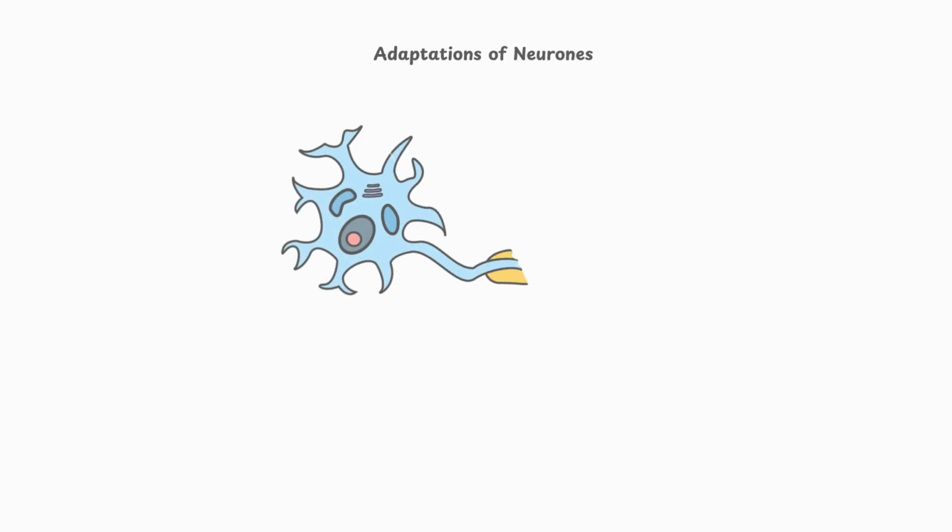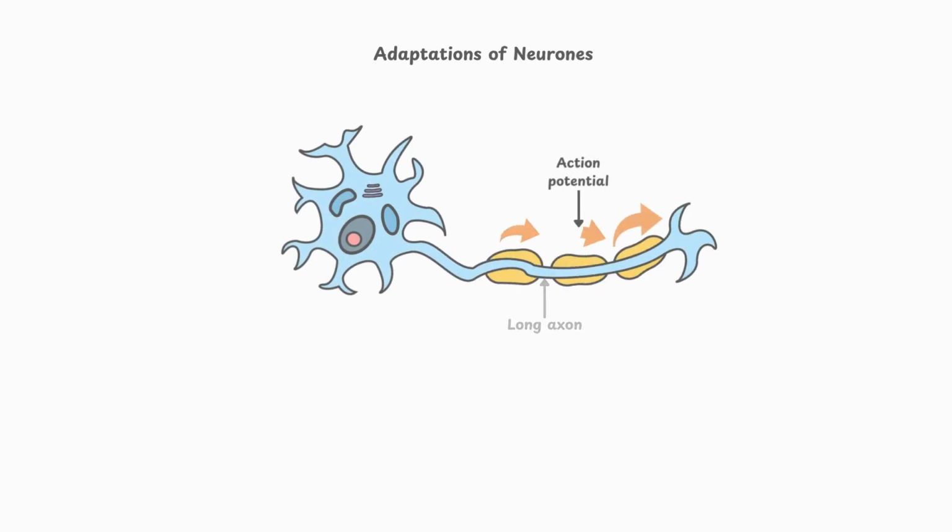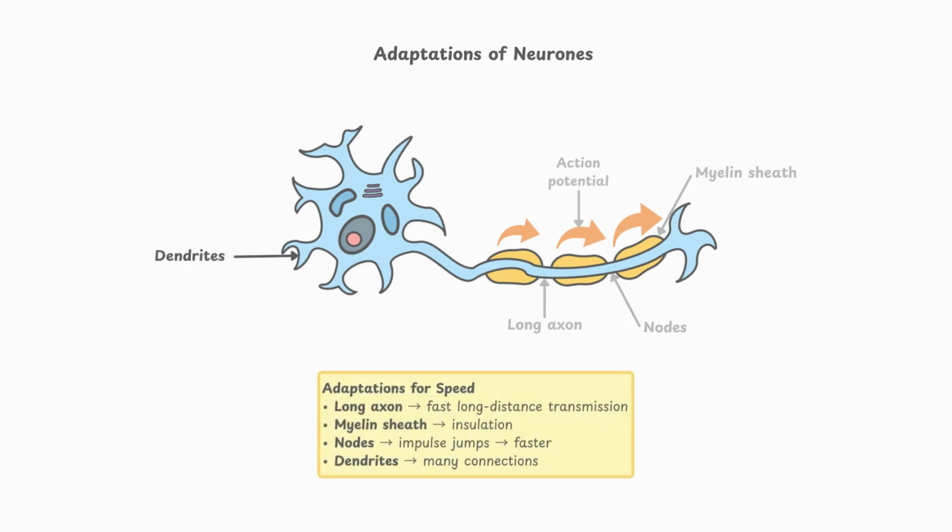Neurons are adapted for speed and efficiency. The long axon allows impulses to travel quickly over long distances. The myelin sheath insulates the axon, and the nodes of Ranvier allow the impulse to jump along the neuron, increasing speed. Dendrites allow connections with many other neurons, forming a complex communication network.